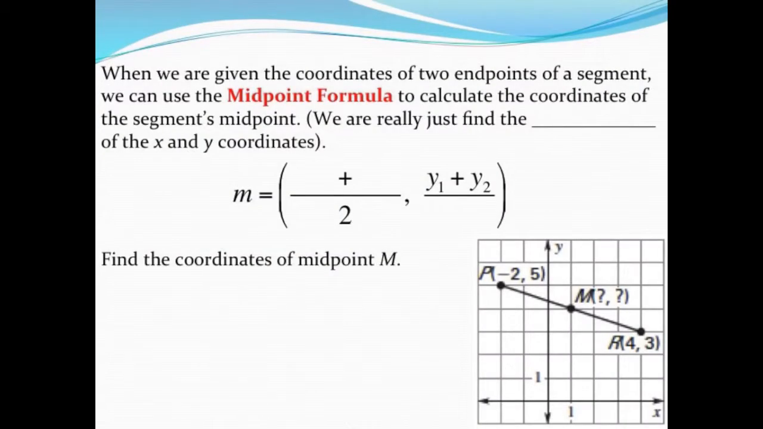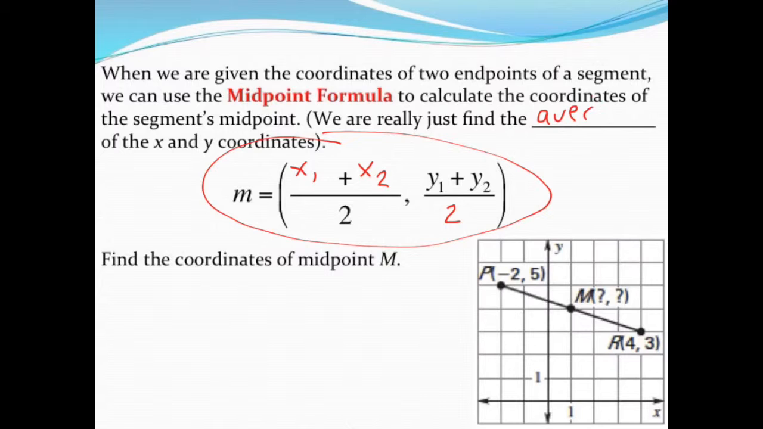Given two coordinates and asked to find the midpoint, we're going to use the midpoint formula, which is this right here. To finish filling it out, if you don't have it in your notes, it's x1 plus x2 divided by 2, and then y1 plus y2 divided by 2. Since we're just adding up two values and dividing by 2, all we're really doing is finding the average of the x coordinate and the average of the y coordinate.